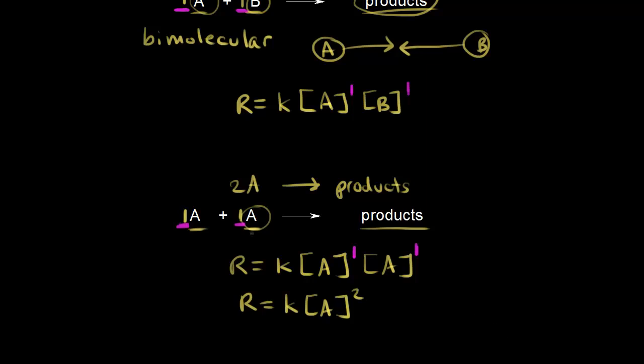Or we could have looked at our other version of writing it, right? 2A, and once again our coefficient would become our exponent. So this is another example of a bimolecular reaction.